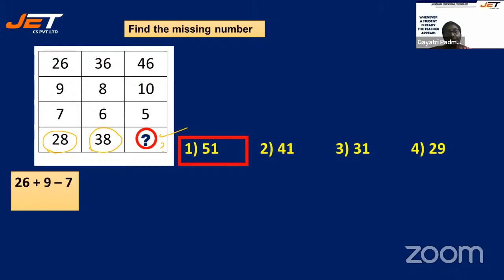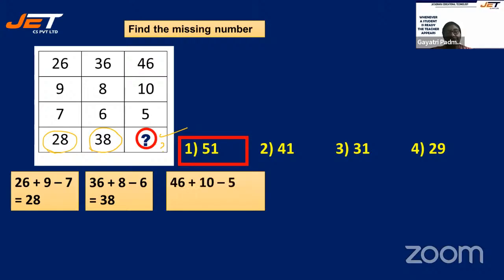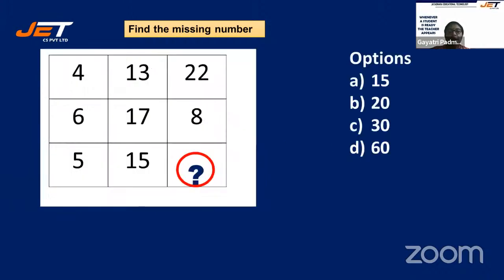26 plus 9 minus 7 will give you 28. See, many options you should try. Since here we have already worked it out for you, we are bringing you the answer. But when you do it in exam, you should try your own probability. 36 plus 8 minus 6 will give you 38. Similarly, now we have found out 28 and 38. Now what could be the next? 46 plus 10 minus 5 will give us 51. All right, students. I'm sure you would have understood this.